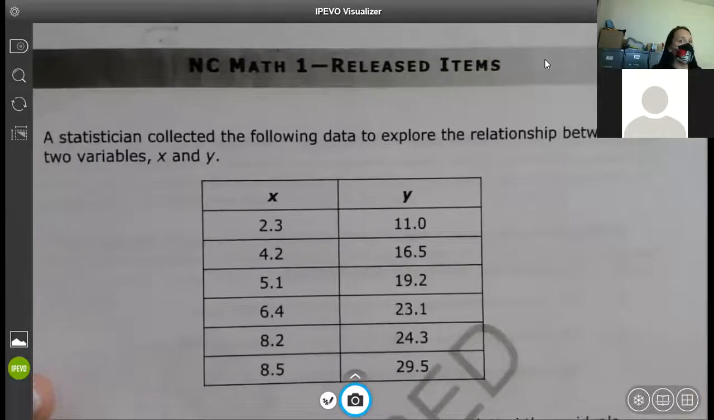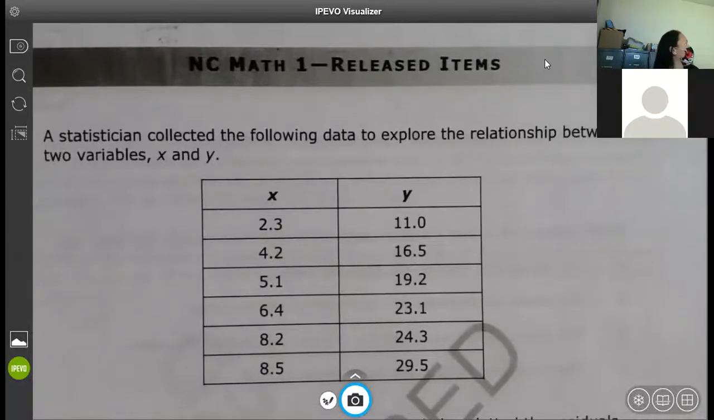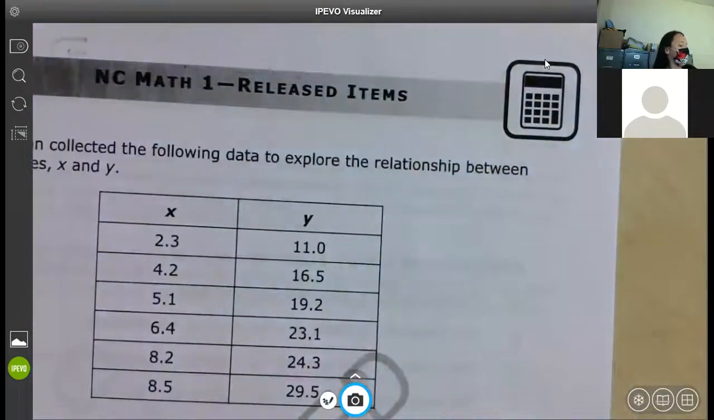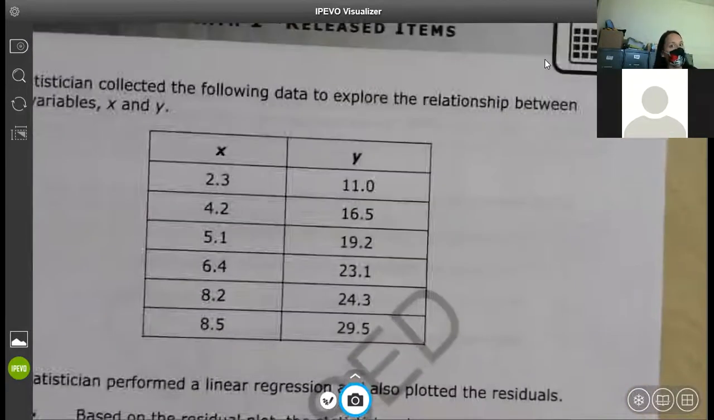So we're going to look at the other one that's calculator active, and then next week we'll look at the one that's not calculator active, okay? So how do you know the difference? It's got the calculator not marked out. So this is the second one that you took. It should be turned in already.